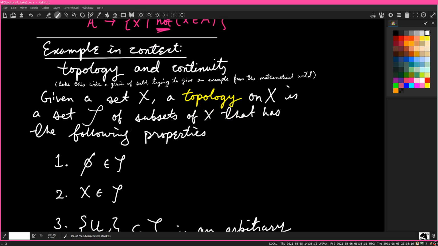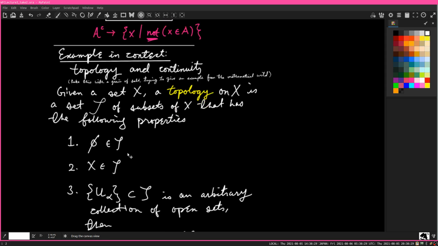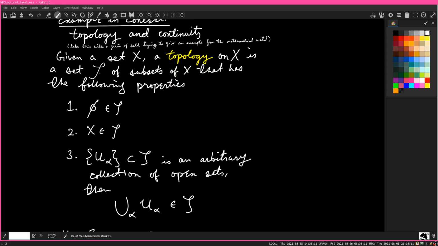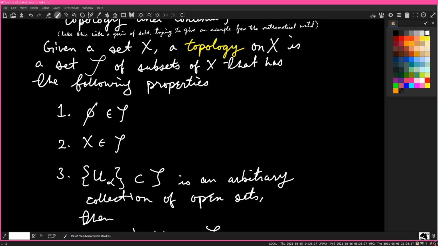So given a set X, a topology, that's a keyword, which is why it's highlighted, on X is a set T, with this curly T, of subsets of X that has the following properties. These sets in the topology are called open sets. And this is going to be abstract, and it's not important that you understand what this means, but it is important that you are able to follow the chain of reasoning.